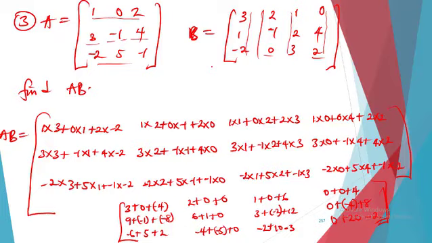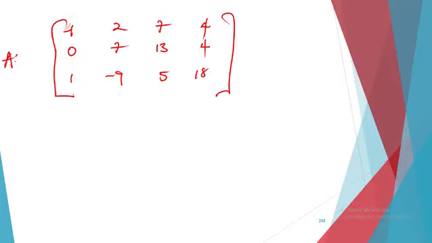So our AB is equal to the new bracket minus 1, 2, and the rest of them. So that's just the answer.